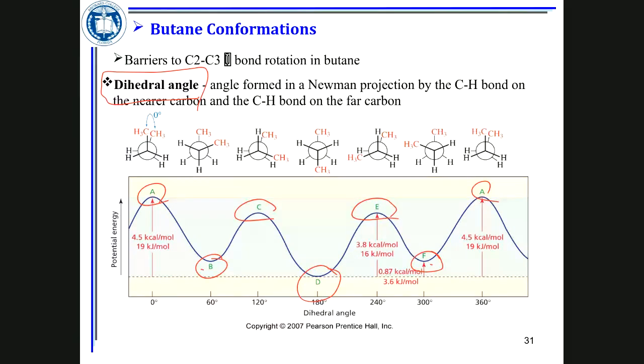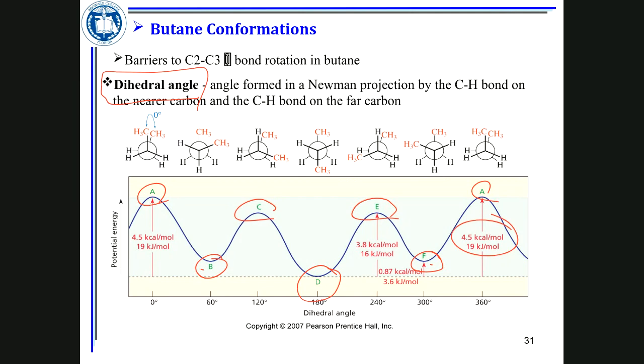So this is called eclipsed. This is called totally eclipsed. So we have totally eclipsed and we have eclipsed. If it's eclipsed, it's the hydrogen covered by a methyl group, just like propane. But when it's totally eclipsed, you have the two methyl groups covering each other. The amount of energy is much higher, it's 4.5.